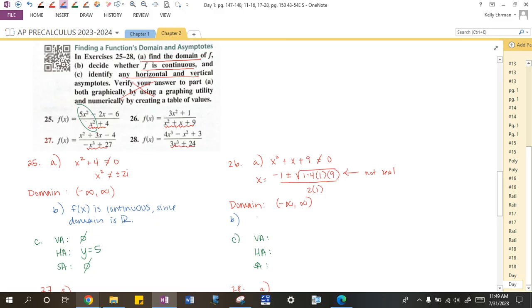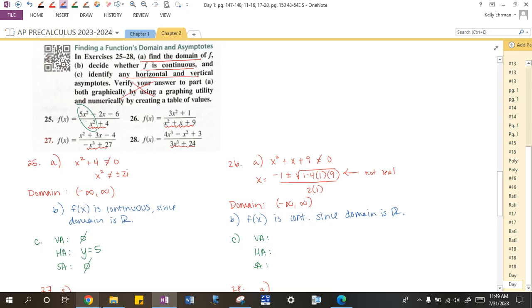And that means that for part B, determine if f is continuous. Same conclusion as before. If the domain is all real numbers, that's the same as saying there are no discontinuities. So f of x is continuous since domain is all real numbers.